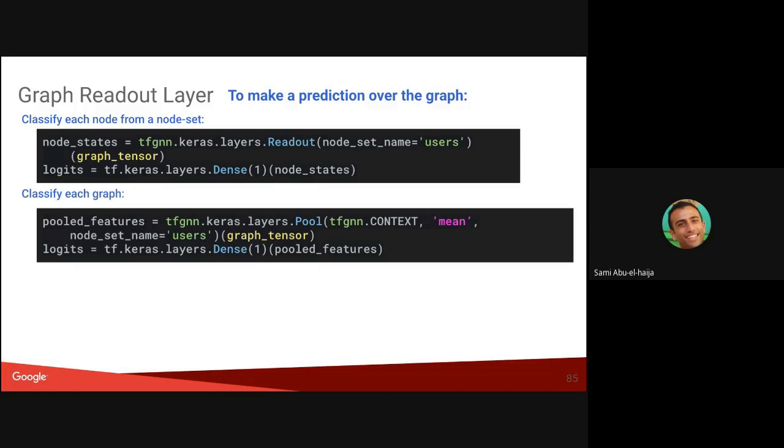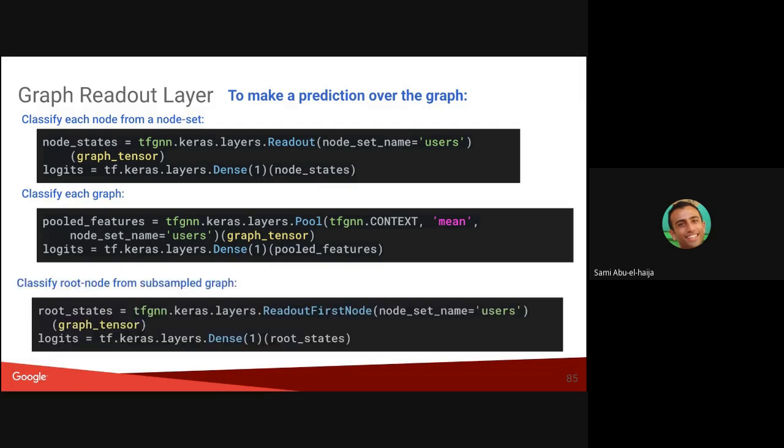Now, if you have a graph level prediction task, you might want a graph level encoding. So how you do that is, as you can see in this example, you can apply a pooling operator to aggregate the node states from the graph at the context level. And lastly, you can have a task to classify the root node, which is typically the central node for a subsampled graph. And calling this TF-GNN.keras.layers.readout first node will return a node state for the root node of the graph.